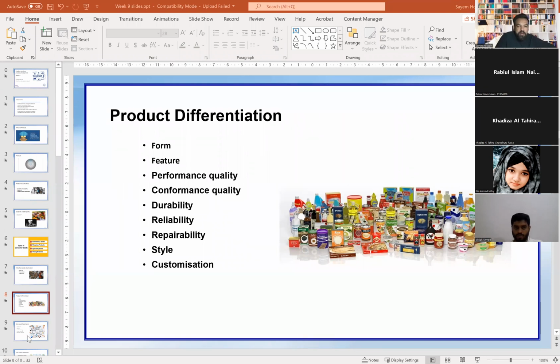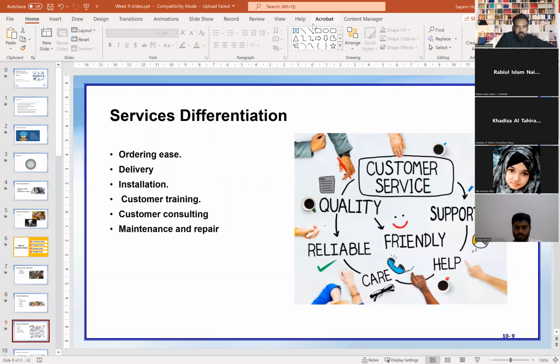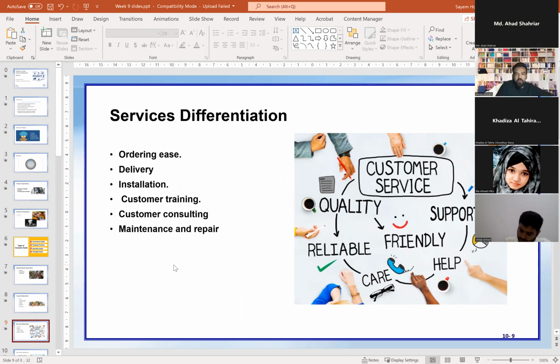Next comes the differentiation of services as well. Service is also a product, we know, right? So now talk about service, like why one service differs from another. There are some reasons. Ordering ease could be one factor. Some services could be ordered easily. That's why we choose that. Maybe with Food Panda, these days in Dhaka, you can easily order food. So that's why you like the service of Food Panda. Maybe Uber is slightly better than Shohoj or Pathao because maybe Uber has more features.